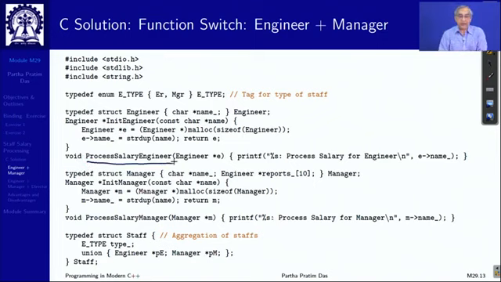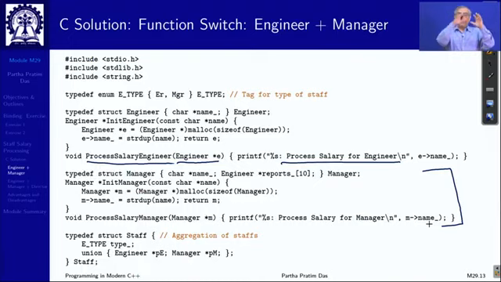So, I say process salary engineer, which takes an engineer pointer and does the processing. Just as a placeholder, I am doing a printf. Similar design I do for the manager. And then I have tags ready, I have objects and their processing ready, their initialization ready. Now, I have to put the collection of the staffs.